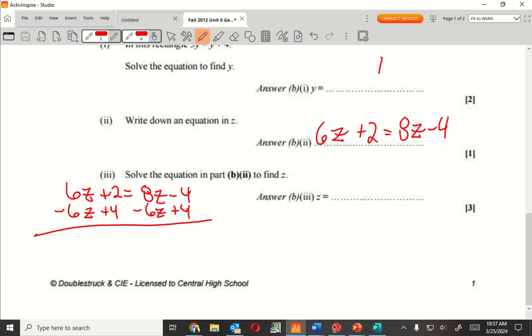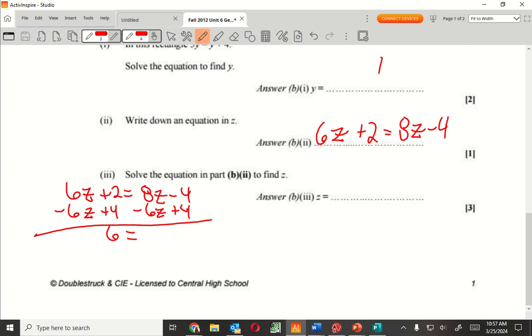So on the left-hand side, do I have any z's left? No, because that goes away. So it's 6z minus 6z, that goes away. And I'm left with 2 plus 4, which is 6. There we go.